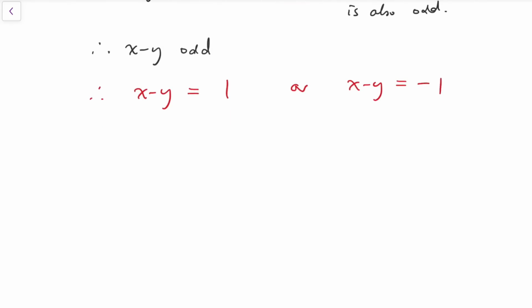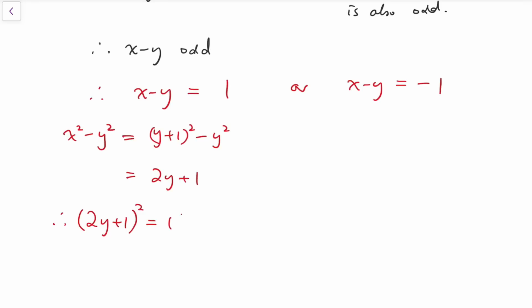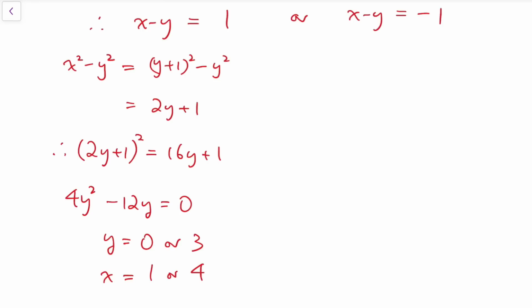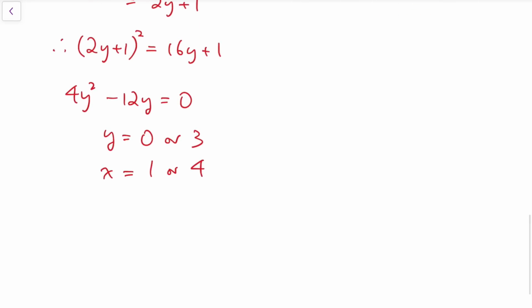Now let's see what happens with each difference. When x minus y equals 1, then x squared minus y squared equals (y plus 1) all squared minus y squared, and that's 2y plus 1. So (2y plus 1) all squared equals 16y plus 1. We can simplify this equation, and so y equals 0 or 3. Then x would equal 1 or 4. Of course, I can also have minus 1, minus 4 here.